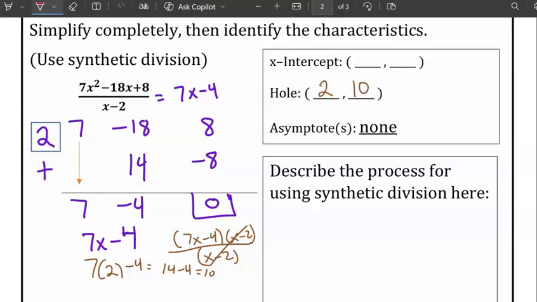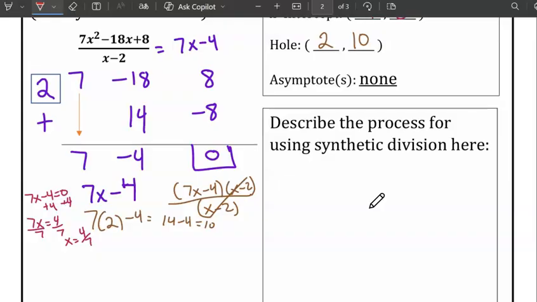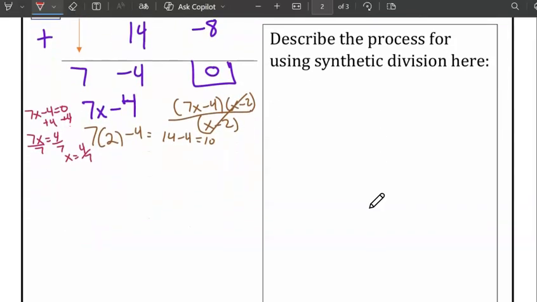To get the x-intercept, set the numerator equal to 0. Add 4, divide by 7, x equals 4/7. In your own words, go ahead and describe the process for using synthetic division here.